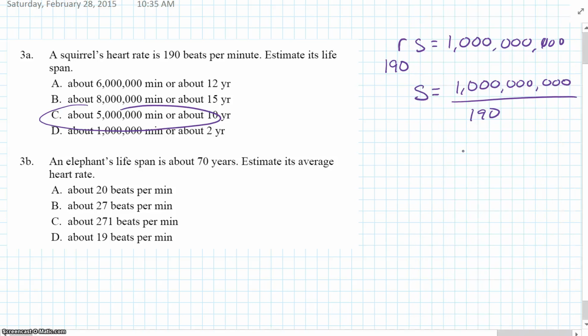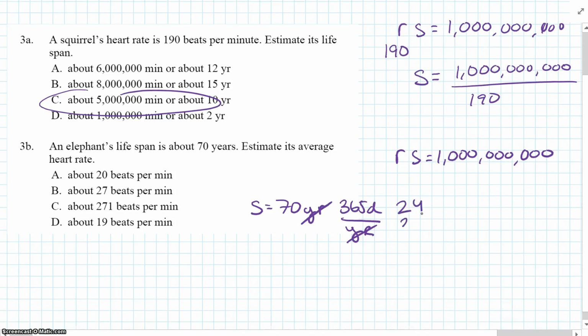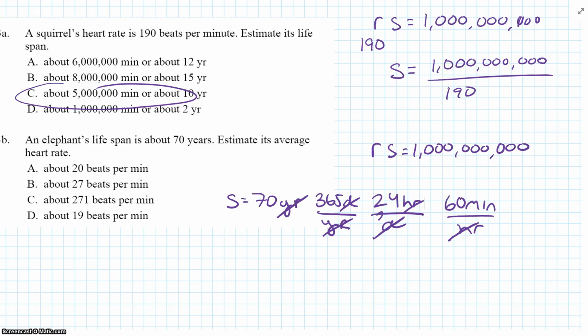An elephant's lifespan is about 70 years. Estimate its average heart rate. So RS equals 1 billion. All right, well, the lifespan is 70 years. So there's 365 days per year. Years cancel. 24 hours per day. Days cancel. 60 minutes per hour, and the hours cancel. So now we can get S in a form of minutes.